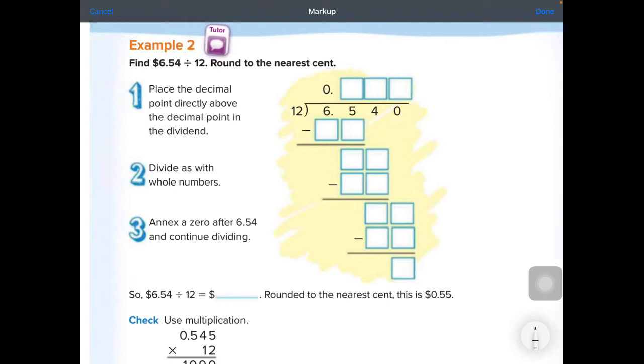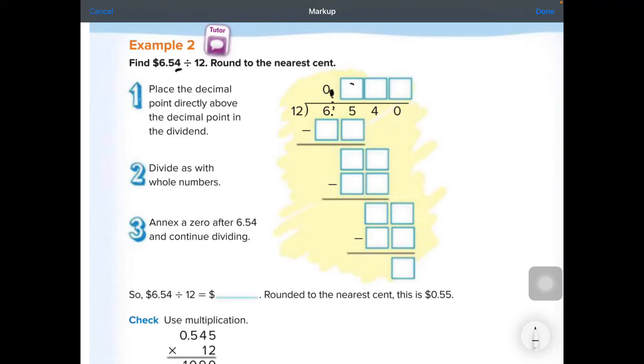Okay, example 2. Find $6.54 divided by 12. Round to the nearest cent. Okay, so the nearest cent is going to be the penny spot. All right, so we place the decimal directly above the decimal point of the dividend. Dot, dot, dot, dot, dot, dot, splat. Put your decimal point right there.